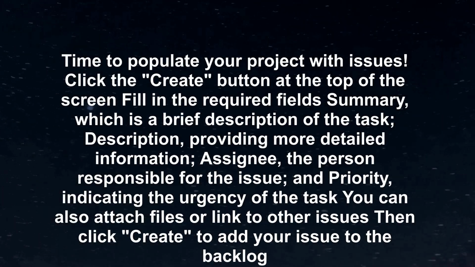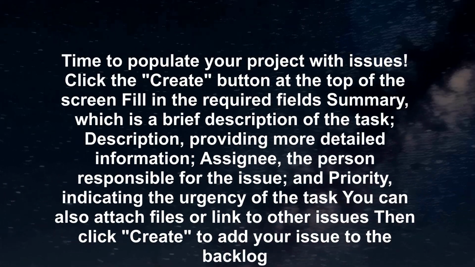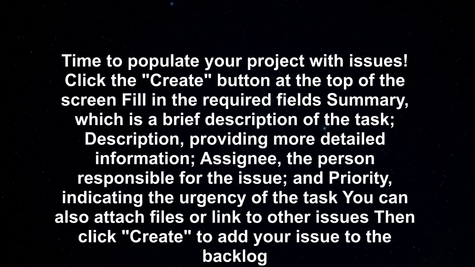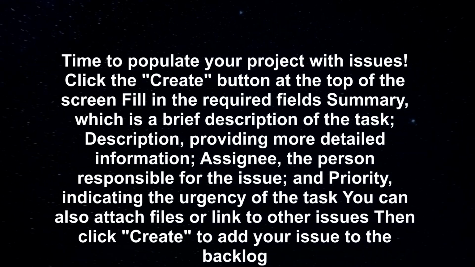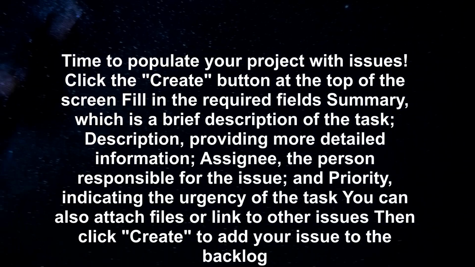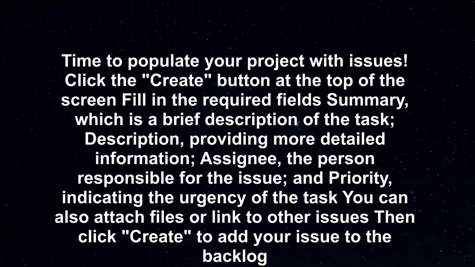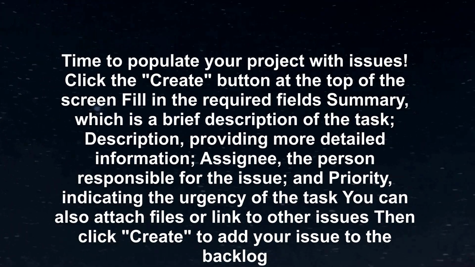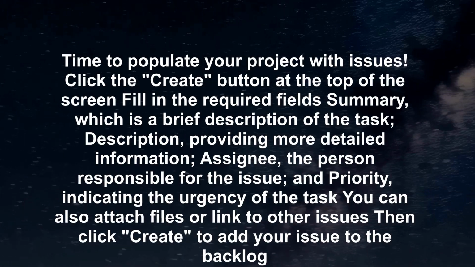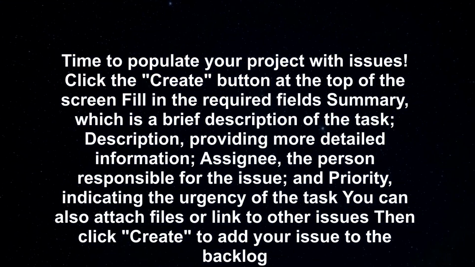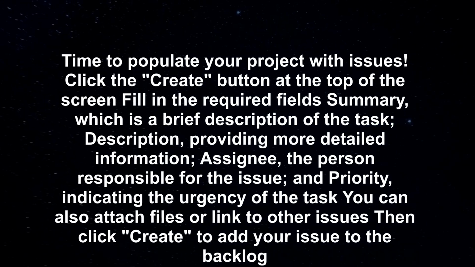Time to populate your project with issues. Click the Create button at the top of the screen. Fill in the required field summary, which is a brief description of the task. Description, providing more detailed information. Assignee, the person responsible for the issue, and priority, indicating the urgency of the task. You can also attach files or link to other issues, then click Create to add your issue to the backlog.